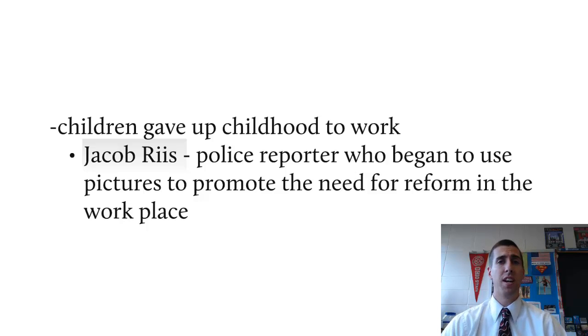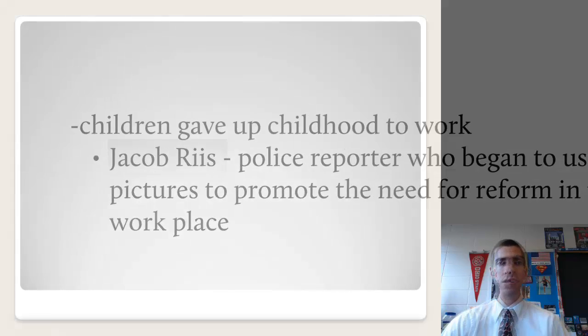And this name I don't need you to commit to memory right now because we're going to see him coming up again when we talk about great reforms. But Jacob Riis, he was a police reporter who started to use pictures to produce the need for reform in the workplace. So he'd go around with a camera and he'd look at these awful conditions where people were getting their hands smashed in the shuttles of looms and sewing machines, and he'd document that and print it in newspapers of like children working or going out into a coal mine and their faces all covered in black coal dust. And he started to let the public know, hey, here's how bad the conditions are.